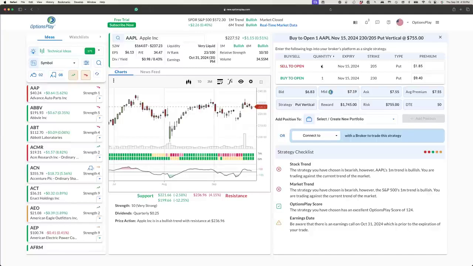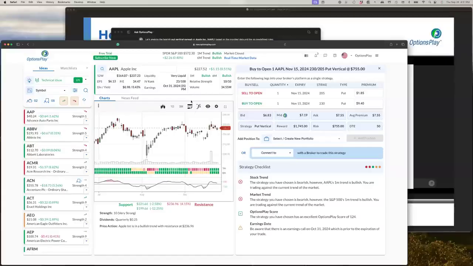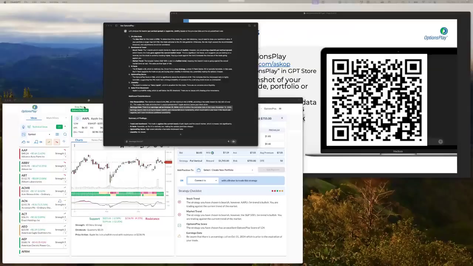Can you do this stuff manually? Absolutely. There's nothing that you couldn't do manually, but this just makes it a lot easier because all you have to do is simply say, what do you think? And it runs it through all of your rules. I think that's really an incredible use of the tool.